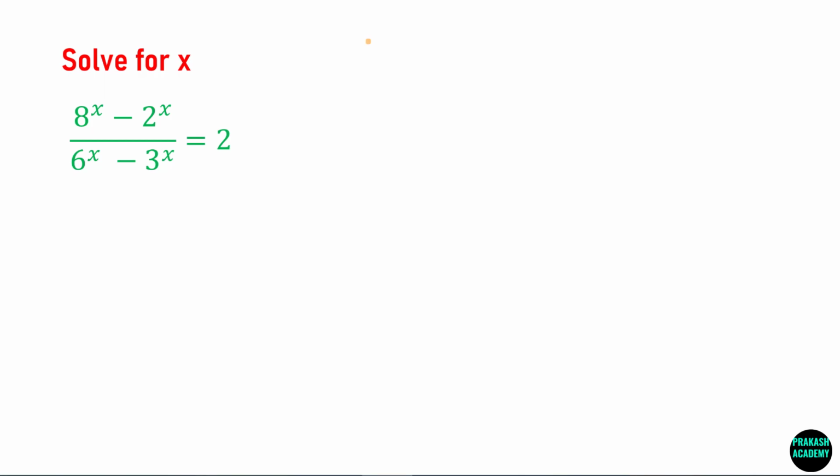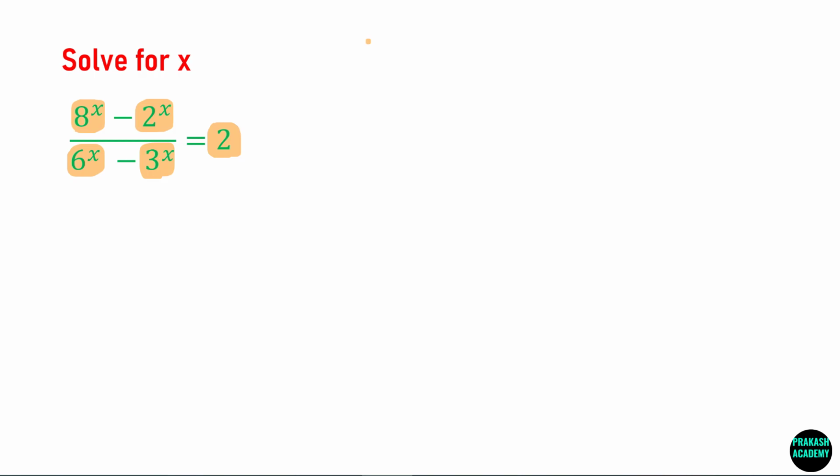So in this equation you have to solve for x, and the equation is (8^x - 2^x) / (6^x - 3^x) = 2. So this is an exponential equation in which you have power terms, that is 8 raised to the power x, 2 raised to the power x. So how will you solve this problem?